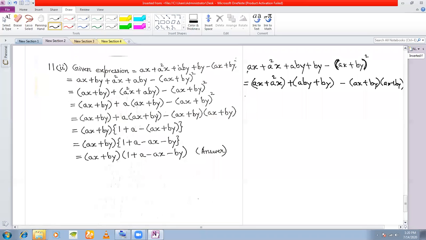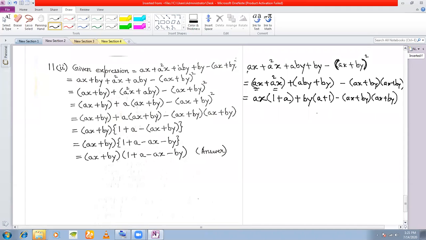Now see, the HCF between these two is simply ax, and if you're taking out ax from ax, you're left with 1 plus. And if you're taking ax out of a square x, you're left with only a. Again, from these two, the HCF is by, and you're left with a plus 1 minus ax plus by into ax plus by.